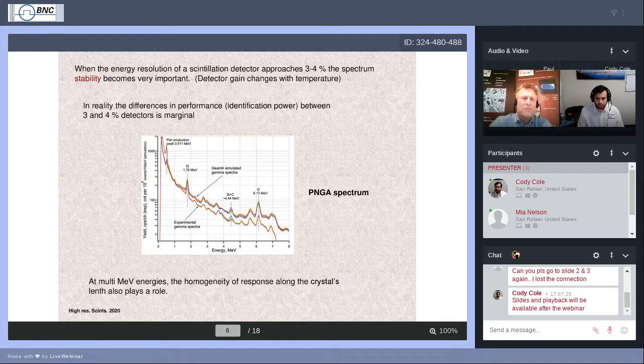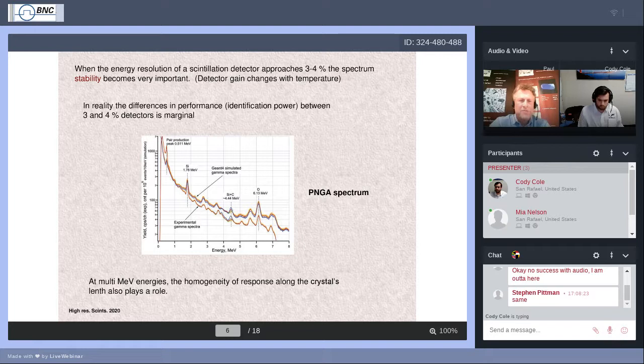For example, when the resolution of a scintillation detector approaches 3 or 4%, stability of the spectrum becomes extremely important. We should realize that scintillation detectors show a temperature-dependent gain. To stabilize scintillation detectors is far from trivial. It is possible, but we have to take special provisions. And in reality, the difference in performance, identification power, between 3 and 4% detectors is marginal, also because of this stability issue.